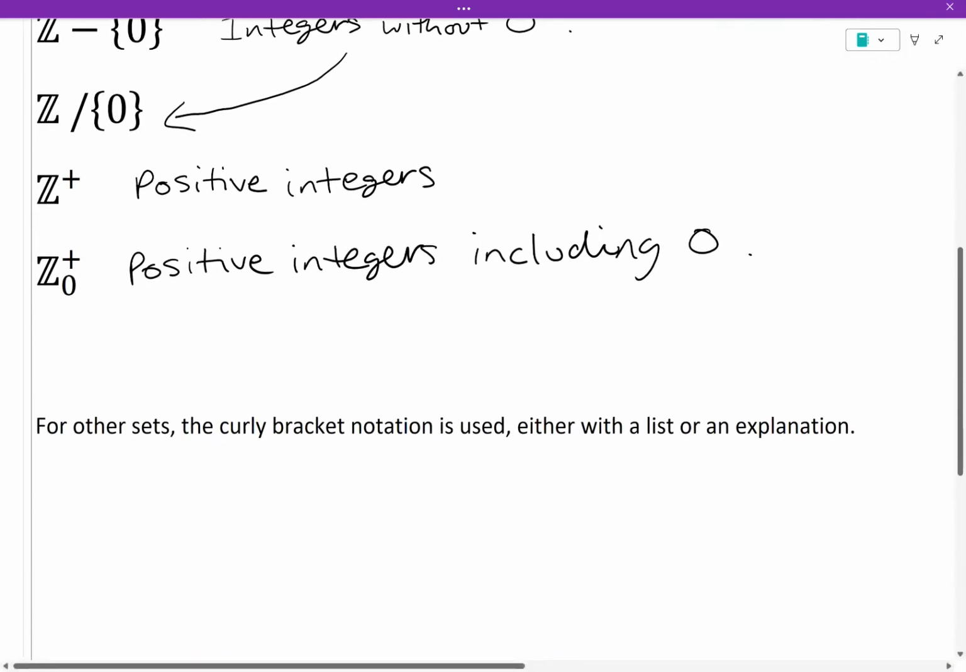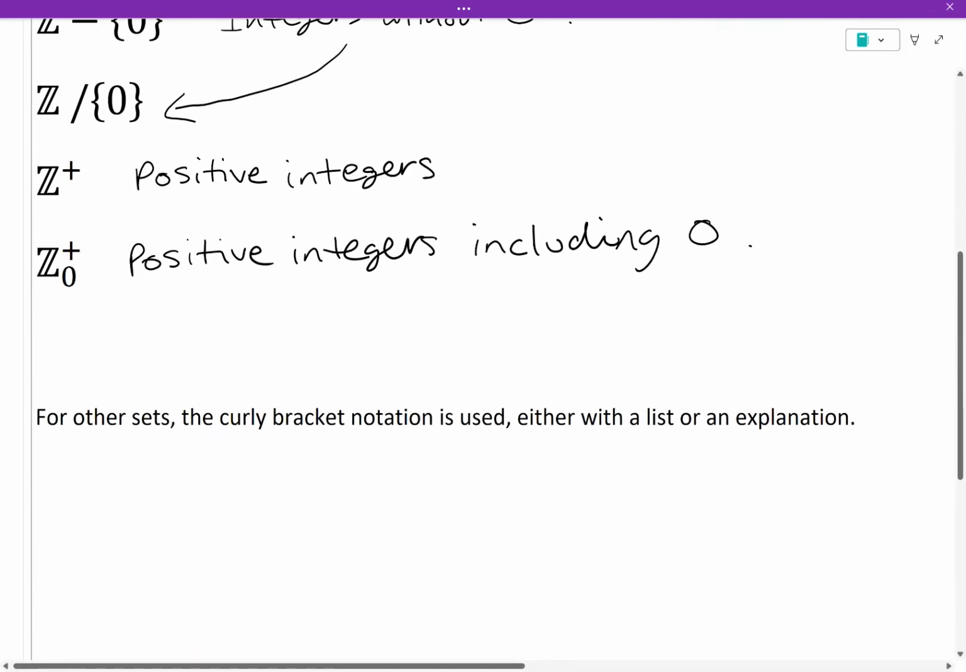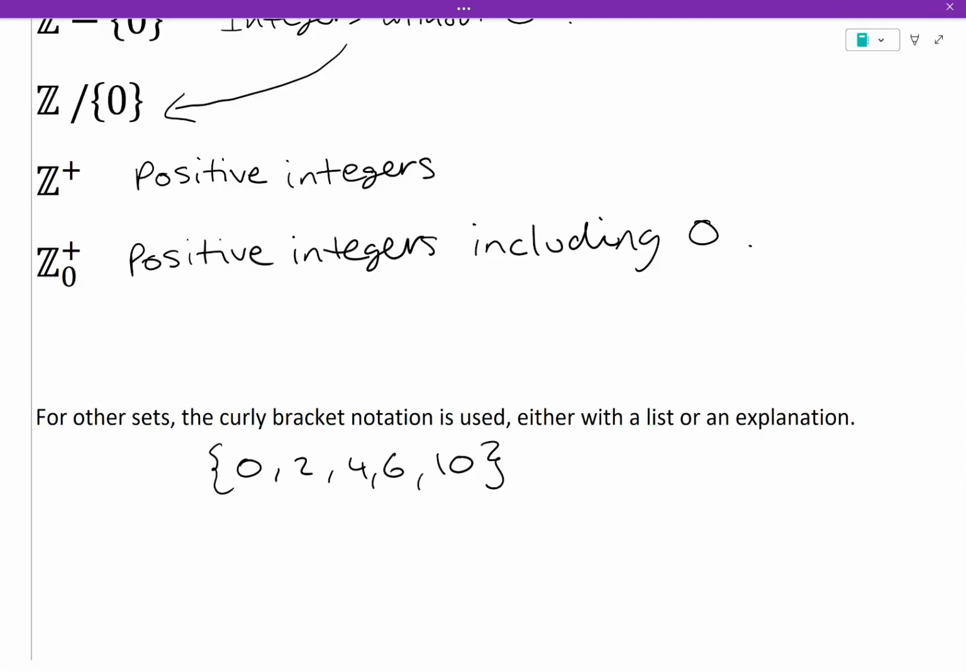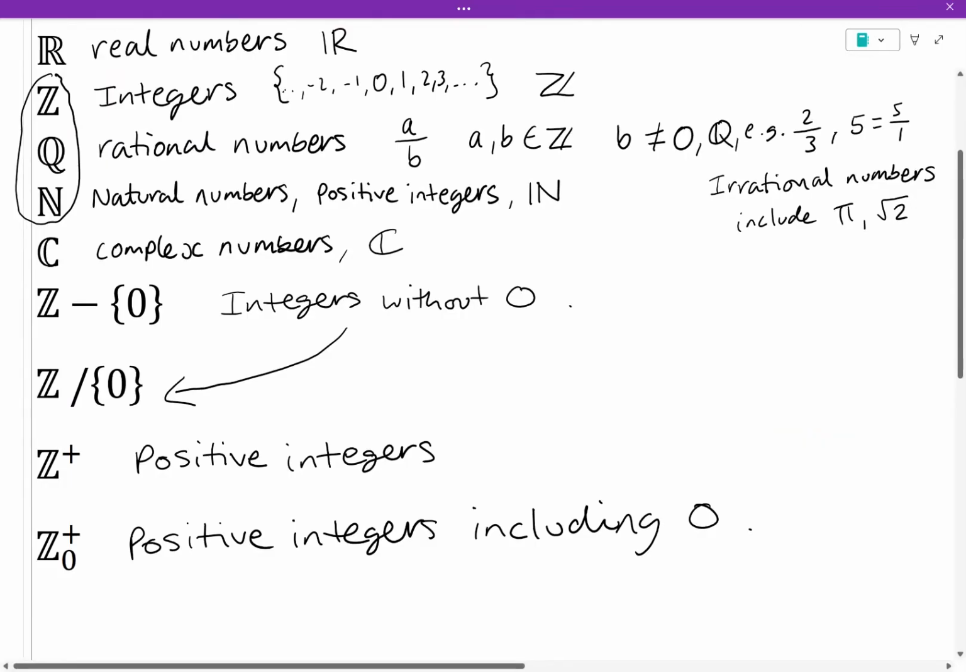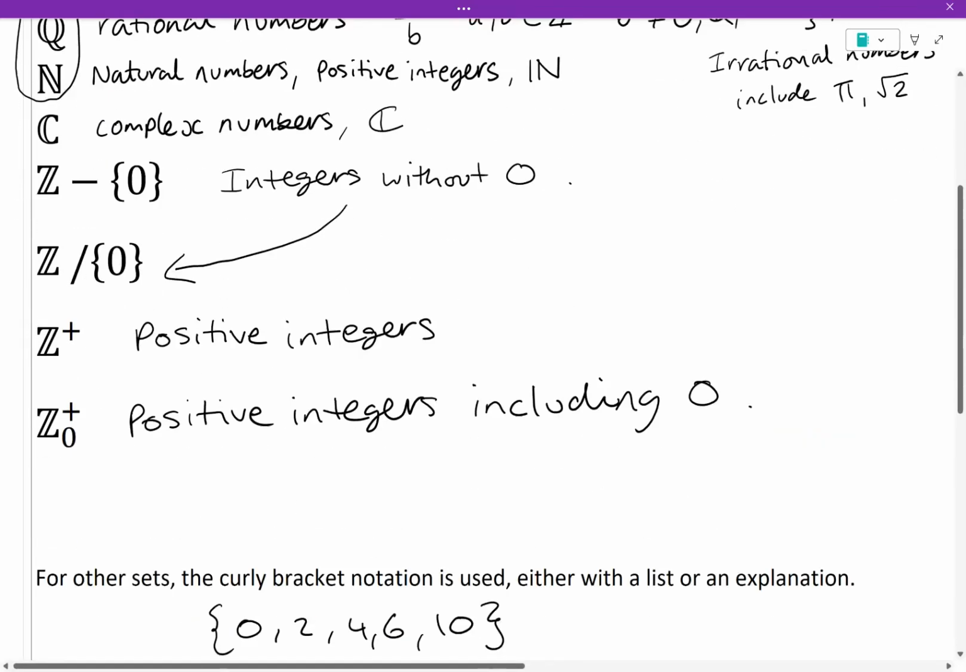Now for other sets, the curly bracket notation is used either with a list or an explanation. For example, I'll write a set out here, where I've listed out all the values in the set. The values in the set are called elements. We'd say that 0 is an element, 2 is an element, 4 is an element, and so on. We separate them with commas. This here would be an example of a finite set, because there is a finite number of elements. There's only 5 of them, whereas all of these ones are infinite sets, because they go on forever. For the integers, you can keep adding 1 and so on.